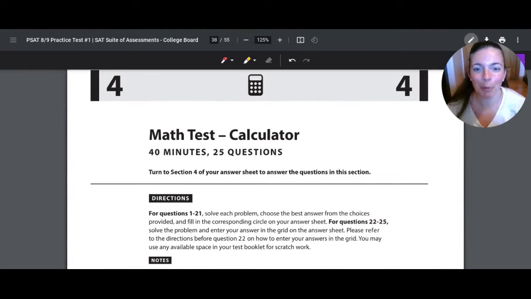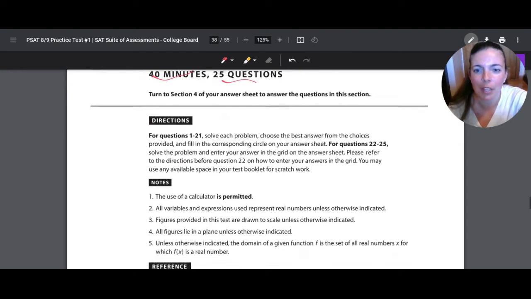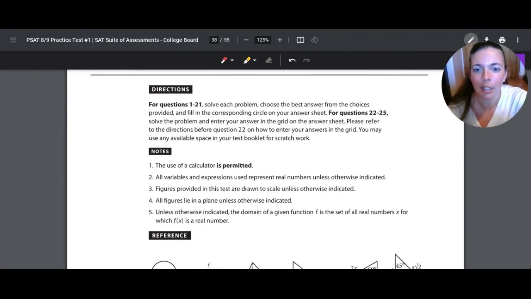We are going to move along to the part where we can use a calculator. So have a calculator handy. Feel free to pause this video and go grab one so you can follow along with me. And we have 40 minutes now to do 25 questions. So still kind of cruising along. What's that? Less than 2 minutes per question though. Okay, so we got to be focused and use our time wisely.